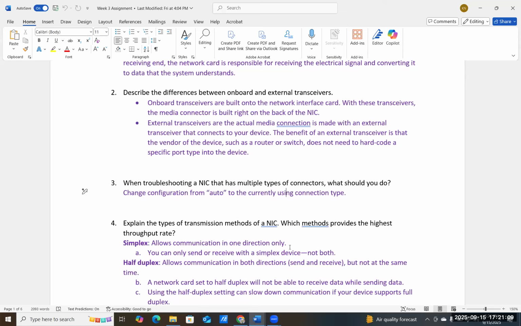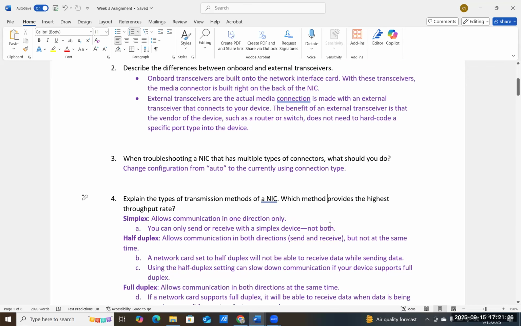Which method provides the highest throughput rate? There's a grammatical error. So the first option would be simplex. And this is a one-way communication only. It's only one direction. The system can send or receive in a simplex method or mode.